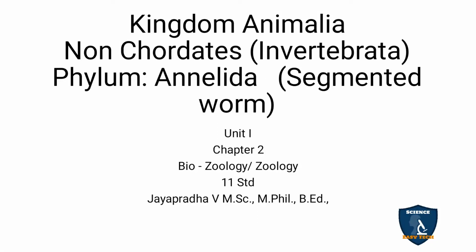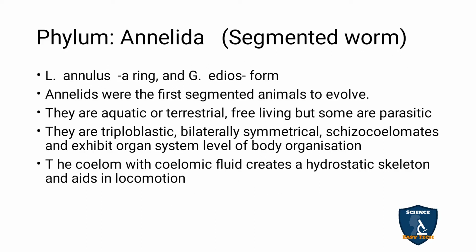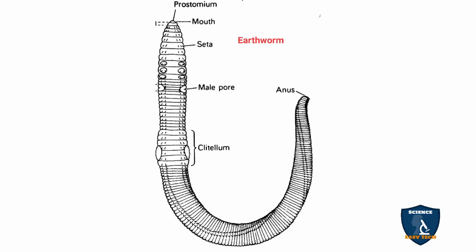Our topic is Annelida in Kingdom Animalia, Unit 1, Chapter 2 in Zoology. So, Kingdom Annelida. In the previous class you have seen about the Aschelminthes. In Aschelminthes there are no segments, but in Annelida you have segmented worms. So, the Annelida is also known as segmented worms because of the segmentation. You can see the segments.